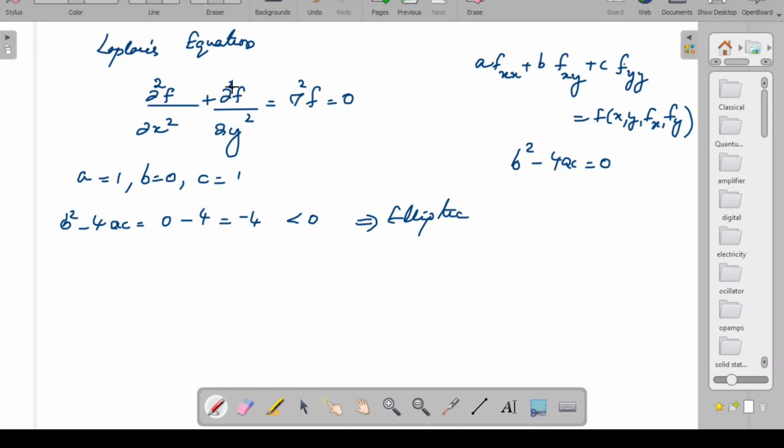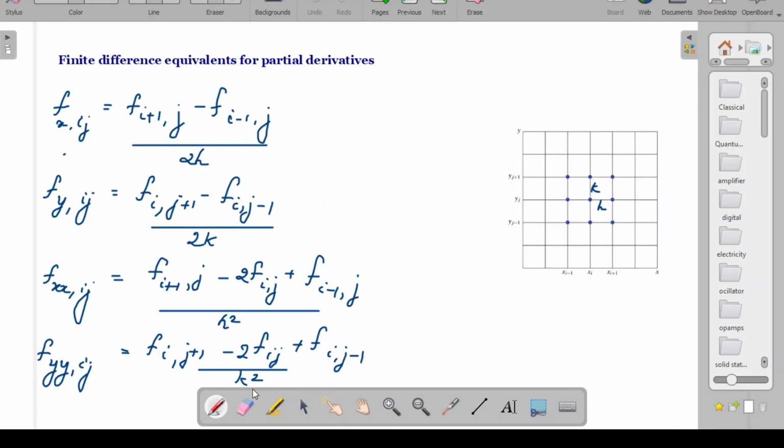So you know that this is the equation. You have the two second order derivatives of f with respect to x and f with respect to y, and just substitute ∂²f/∂x² and ∂²f/∂y² with the finite difference equivalents, which you have already learned and which you know.